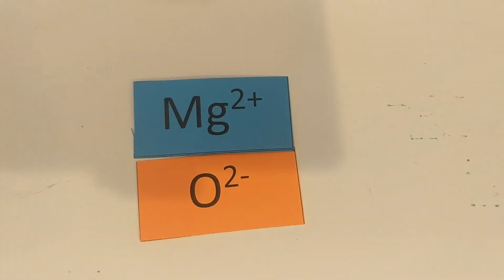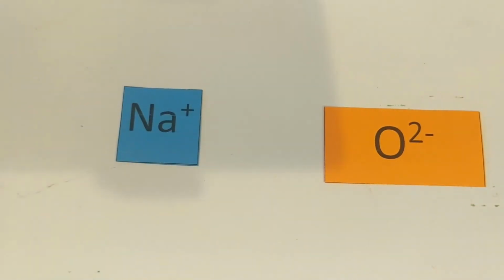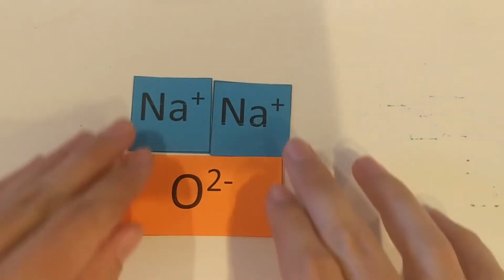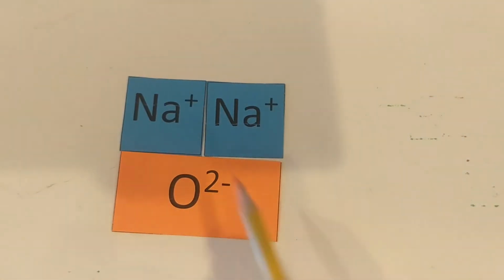But let's say your charges didn't cancel out. Let's say you had oxygen and sodium. So now you got a +1 and a -2. So in order to make them cancel out, we need more positive charges. So the way we can do that is by adding more than 1 sodium. So now when I have 2 sodium ions, I have a +2 charge. And when I have 1 oxide ion, I have a -2 charge, and they balance or cancel out.